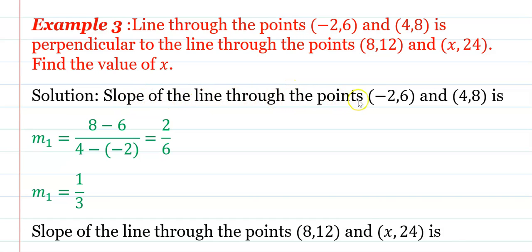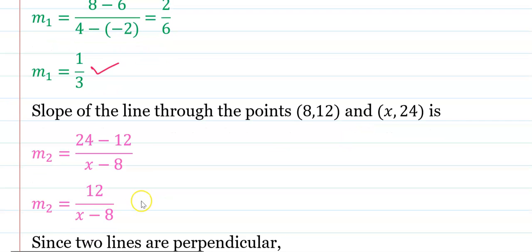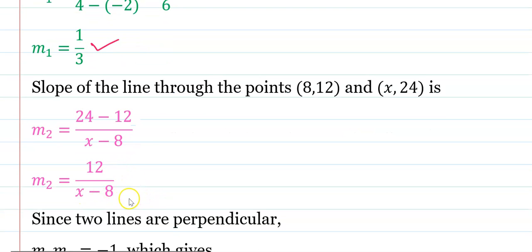Slope of the line through the points minus 2, 6 and 4, 8 is again the difference of y coordinates, 8 minus 6, upon 4 minus in bracket minus 2. This minus and minus will become plus. 4 plus 2, 6. 8 minus 6, that is 2, and overall you will get 1 by 3. Slope of the line through the points 8, 12 and x, 24, again the difference of y coordinates, 24 minus 12 upon x minus 8. 24 minus 12, you will get 12 upon x minus 8.